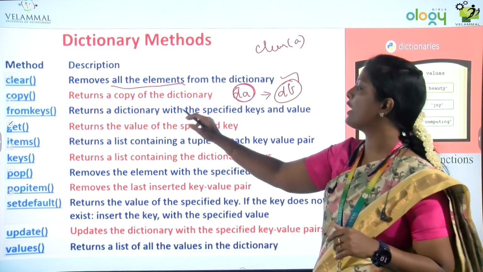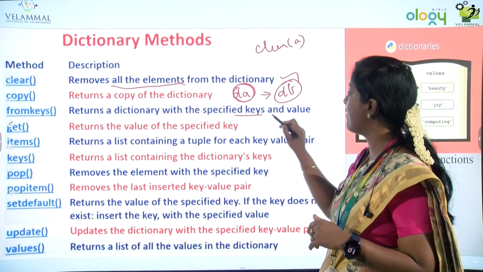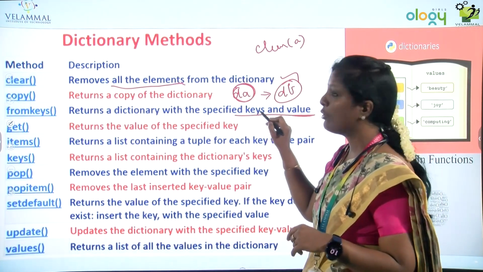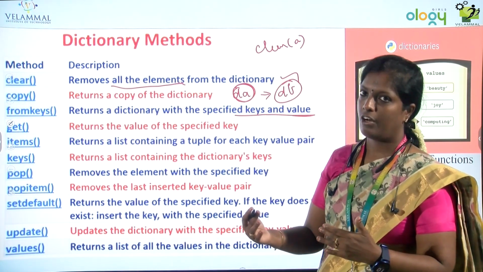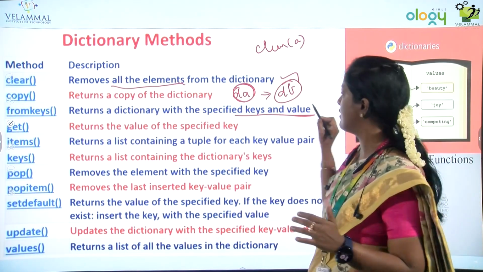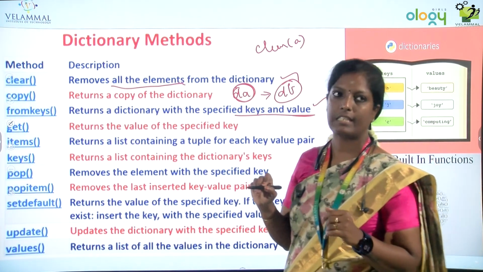Next is fromkeys. It returns the dictionary with the specified keys and value. Okay? You can newly create key and value pairs. Okay, we'll see it in the last. This is a little bit interesting for you at the end, right?